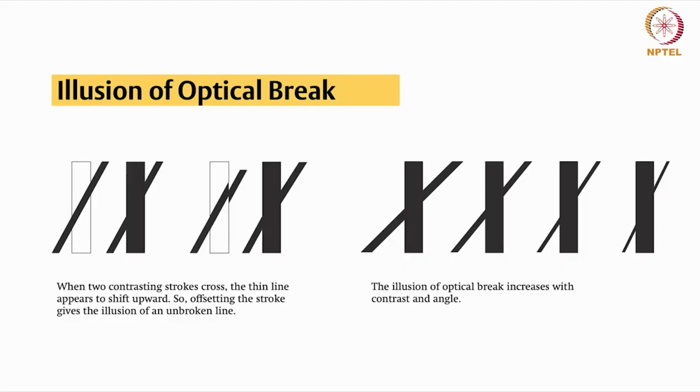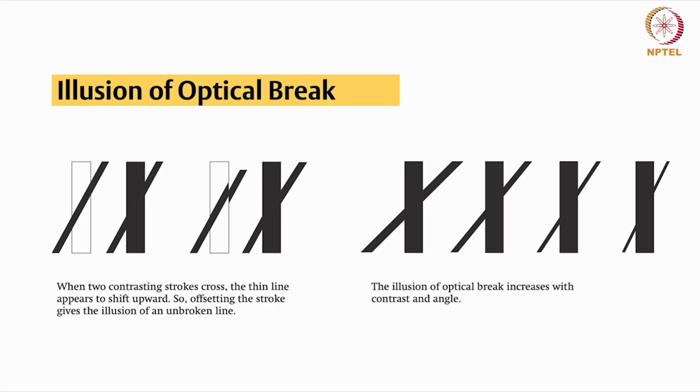So when two contrasting strokes cross, the thin line appears to shift upward, right? If you look at this example, where thin and thick strokes have been used, contrasting strokes, it feels like it has moved upward, so it is not in a straight line. So offsetting the stroke gives the illusion of an unbroken line.